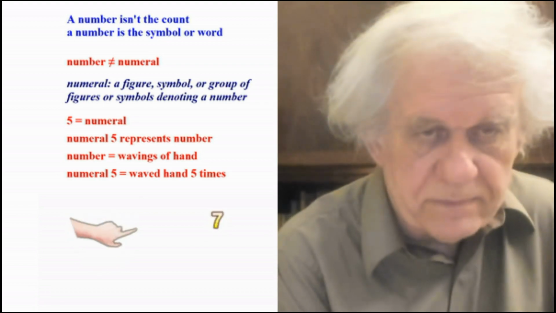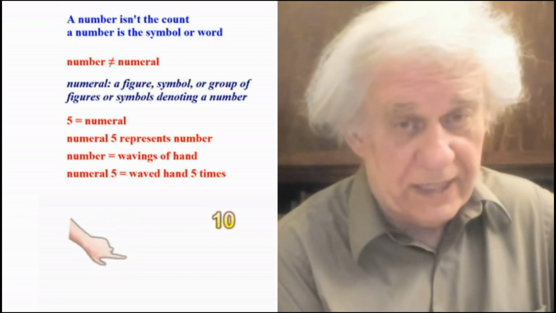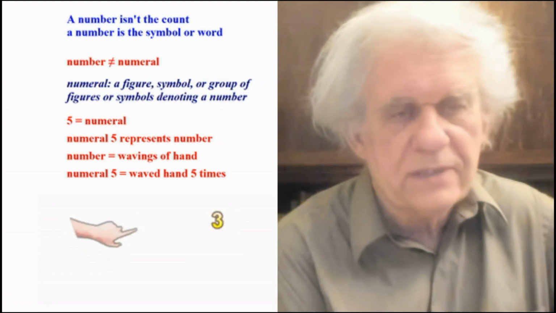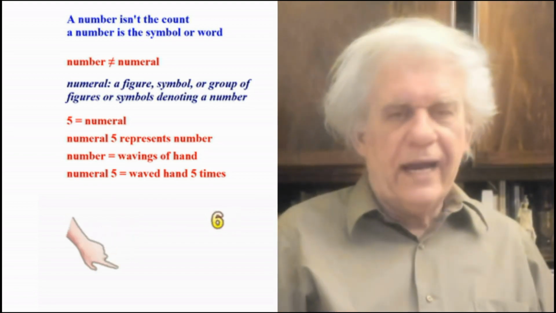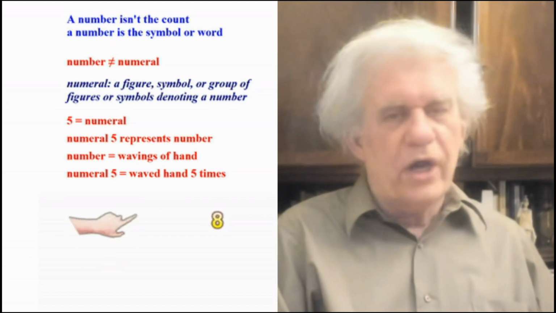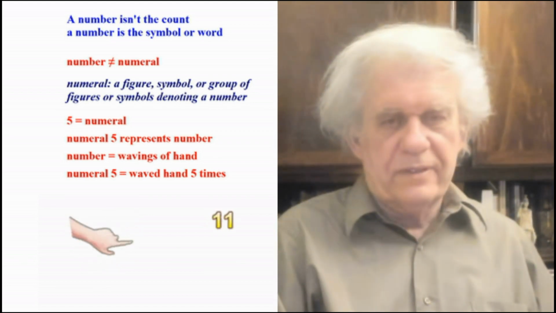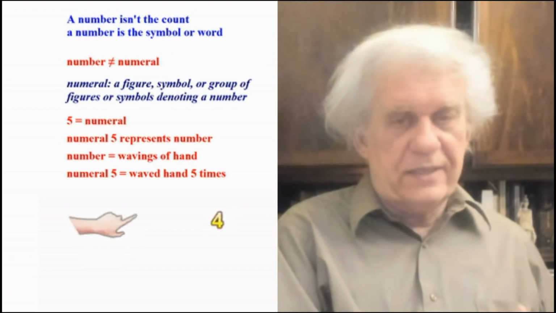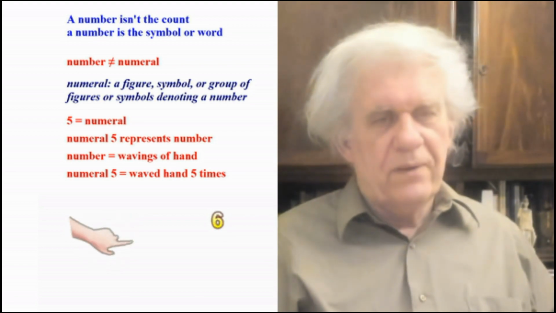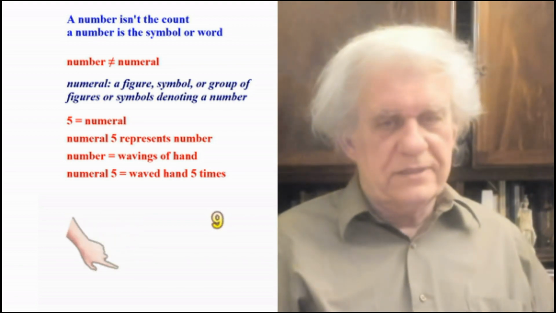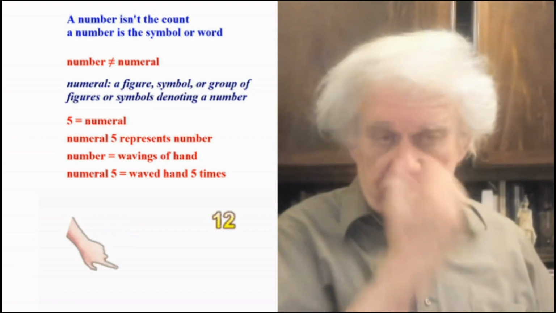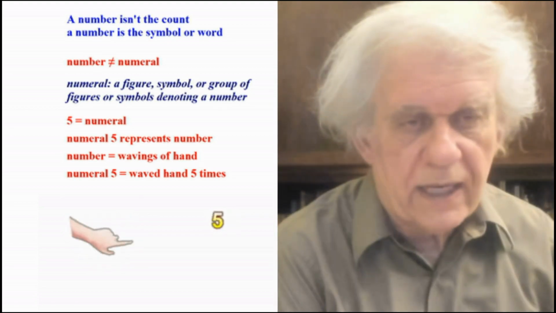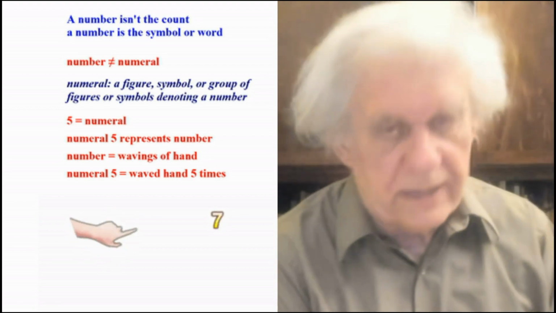A figure, symbol, or group of figures, or symbols denoting a number. Okay, so the numeral is the hieroglyphic that you put, the little drawing that you put on paper or wherever. Okay, that symbol is known as the numeral. What does it represent? It represents a number. What is number? The verb to count. It's a verb. Okay, as you can see it down there at the bottom. Okay, counting. Okay, 5 is the numeral. Okay, numeral 5 represents number.